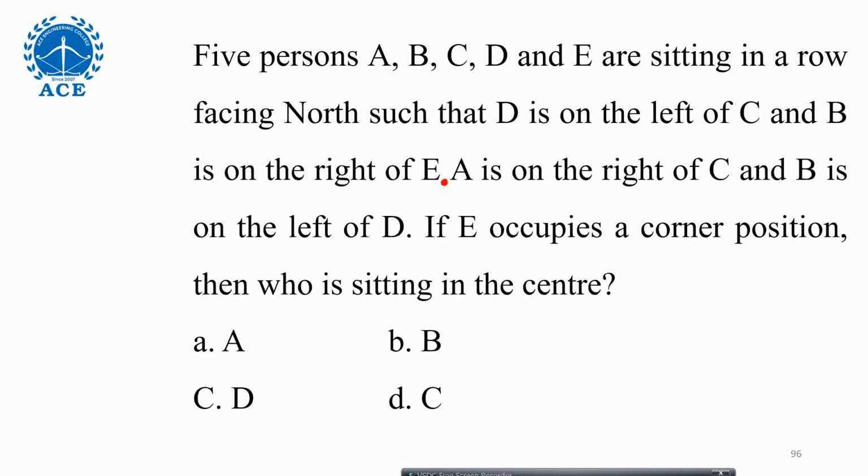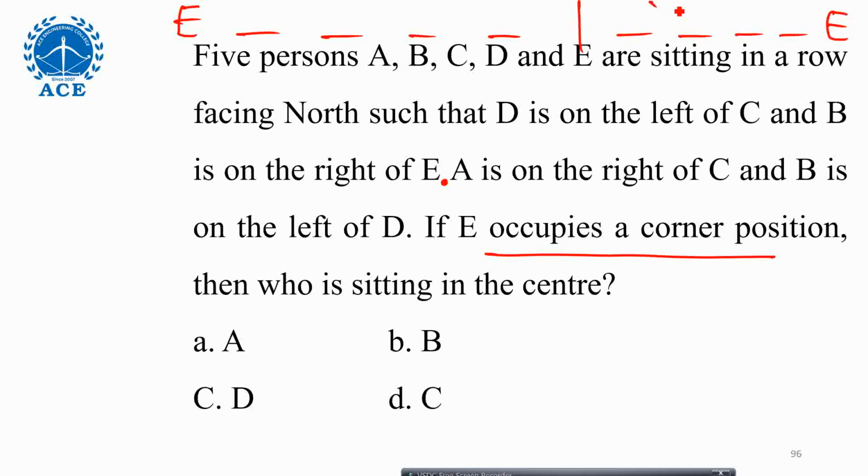There is a term called B is on the right of E. So E cannot be right end. B is on the right of E means E cannot be in the right end. E is at the left end. They said E occupies a corner position, means there is a chance E is at left end or E is at right end. But how this second one is eliminated is there is someone who is right of E. Yeah, B is on right of E, means E cannot be the right end. E should be in the left end.